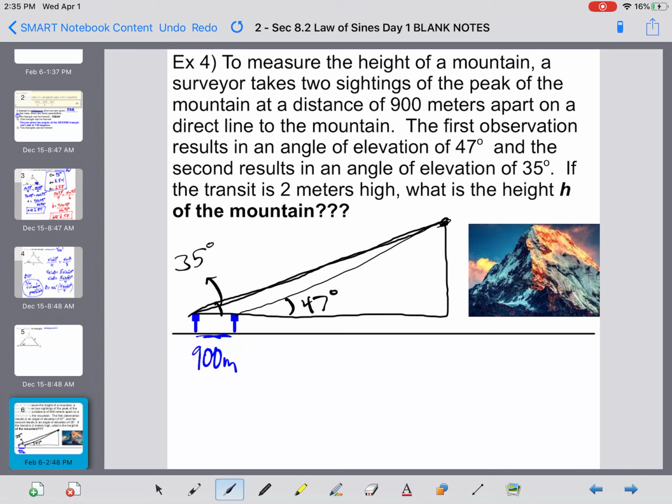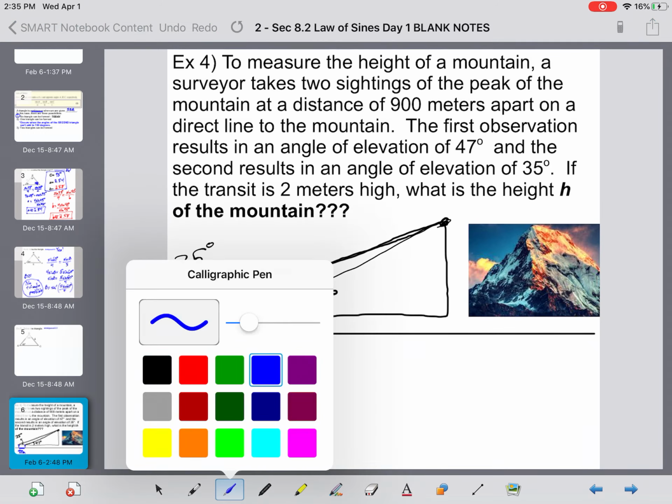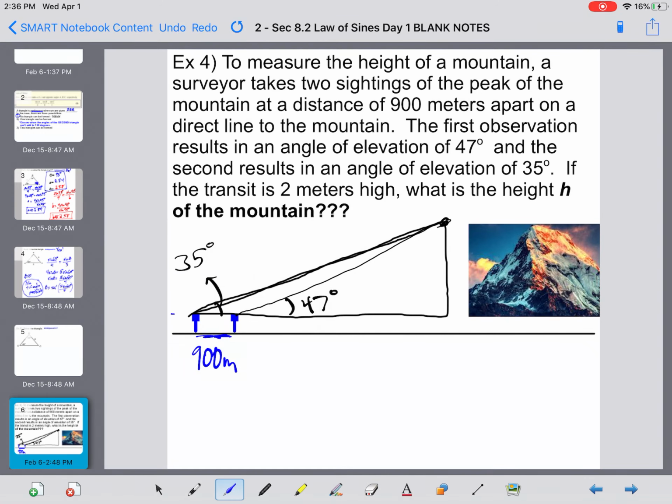If the transit, which is the little thing he looks through, denoted on my notes by those little blue marks there with a box on top, the transit's 2 meters high, we want to know what the height of the mountain is. All right, so the 2 meters is going to be a little trick at the end. All that means is that these little blue things here are 2 meters high. We'll talk about that at the end.